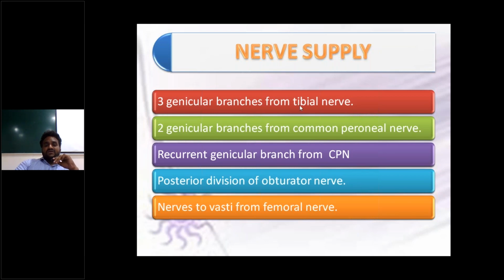Almost we can say these are the nerves of the lower limb: nerves of the 3 compartments of the thigh and nerves of the 3 compartments of the leg. So almost all these nerves are supplying the knee joint. You can see here, 3 genicular from the tibial nerve, 2 genicular branches from the common peroneal nerve, a recurrent genicular branch from the common peroneal nerve, the posterior division of the obturator nerve, and the nerve to vasti from the femoral nerve. So this is the nerve supply of the knee joint.